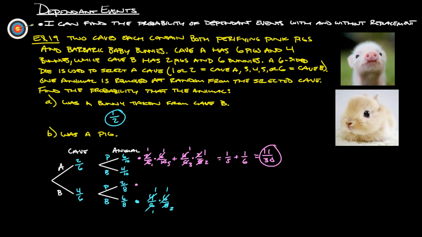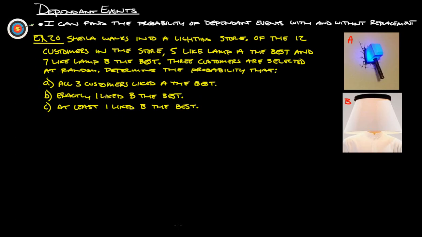One last quick example. I know we're running along here, but let's just do one last quick example. Example 20: Sheila walks into a lighting store. Of the 12 customers in the store, 5 like lamp A the best and 7 like lamp B the best. 3 customers are selected at random. Determine the probability that this happens.